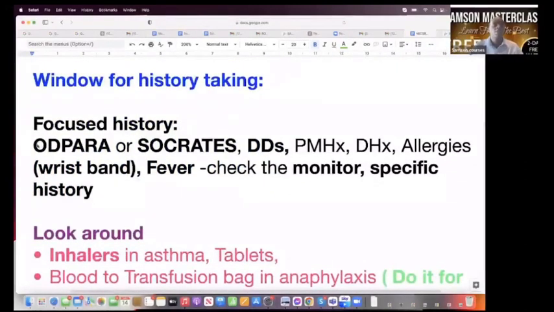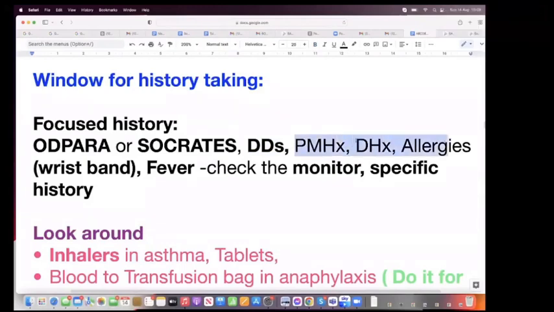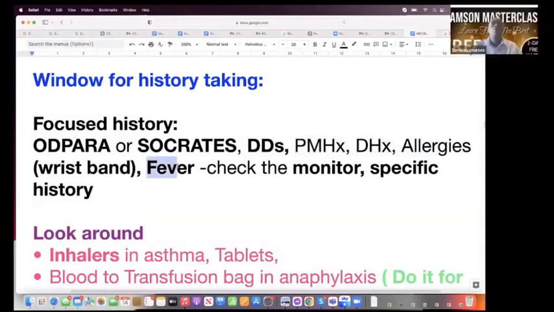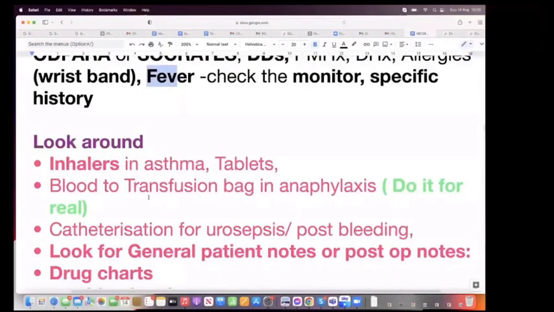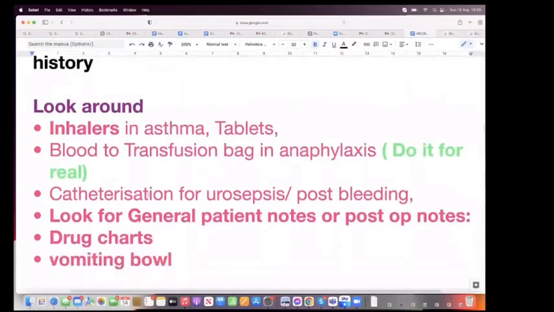You're taking a focused history of the presenting complaint, shortness of breath. If it's chest pain, you do the SOCRATES. Do not be blinded by patients telling you the diagnosis of a chest pain. Okay, then we go through the past. You look at the wristband. For fever, look at the monitor. We have taken this focused history. You also have to look around. There may be equipment. If there is, you ask the patient about that equipment.